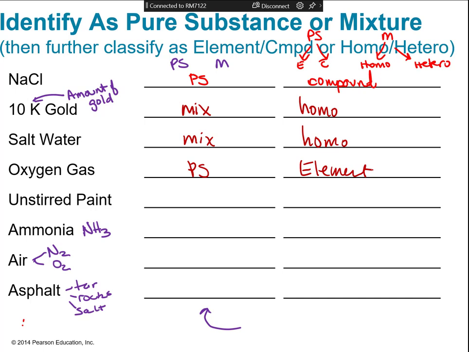So paint, if you don't stir it, if it's latex paint, water comes to the top and the paint pigments start to settle to the bottom. If you buy oil-based paint, then it's oil on the top and the paint pigments on the bottom. So that means it's a mixture, and since you can see layers, it's heterogeneous.